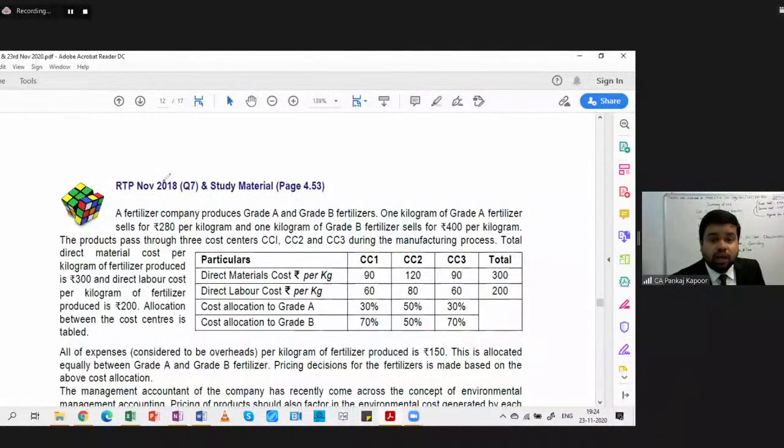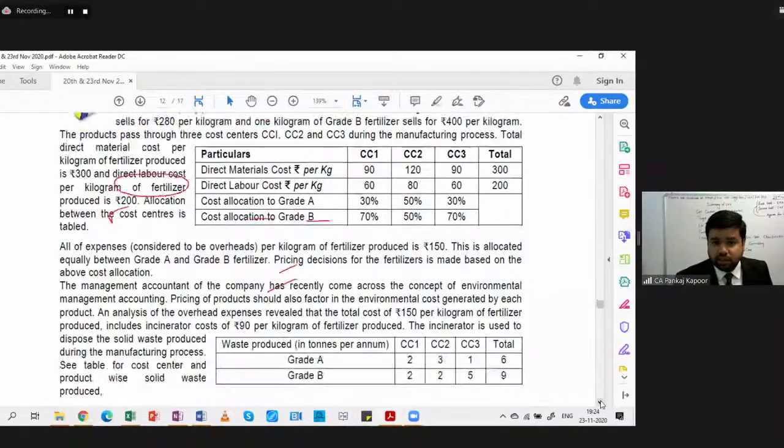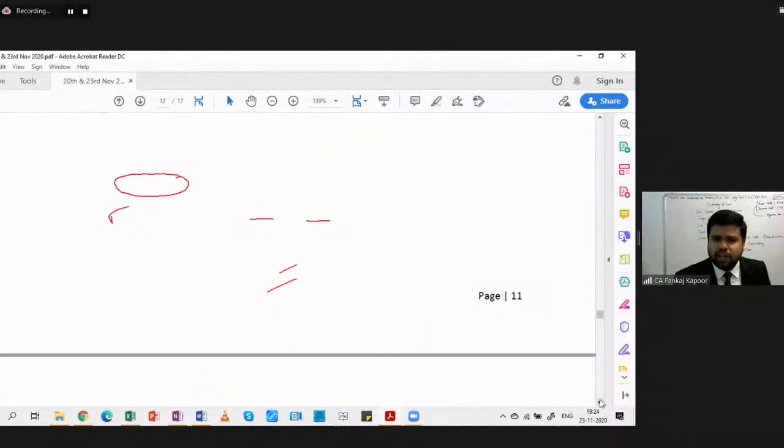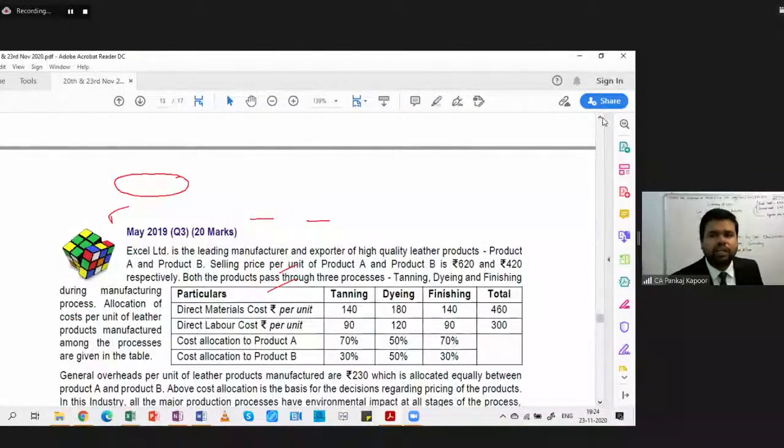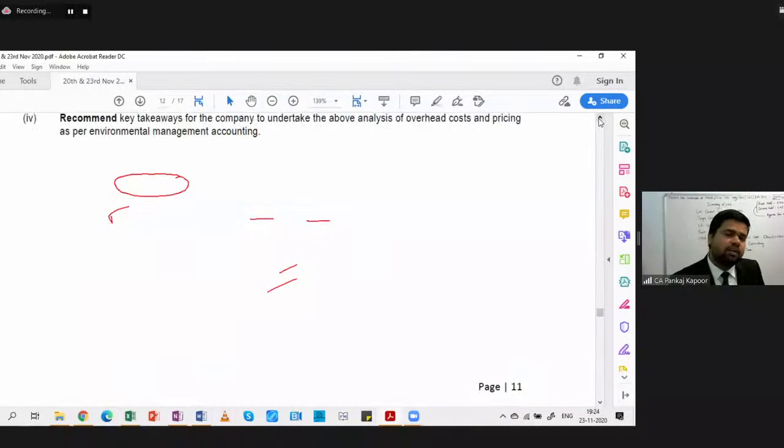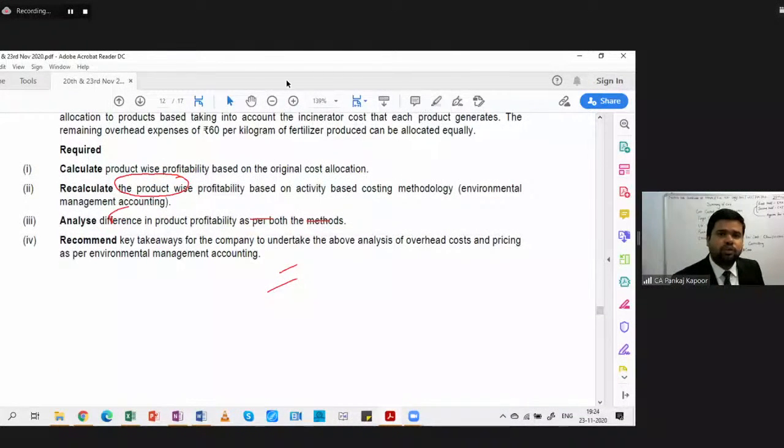Friends, in the RTP of November 18, question number 7 was placed. A fertilizer company produced fertilizer of two grades, grade A and grade B. It incurs certain material costs, labor costs, and then certain ABC costs, which you need to allocate. The same question was tested with minor modification in May 2019. You will not believe it, I'll read the requirement along with you, then you'll believe that it may happen too.